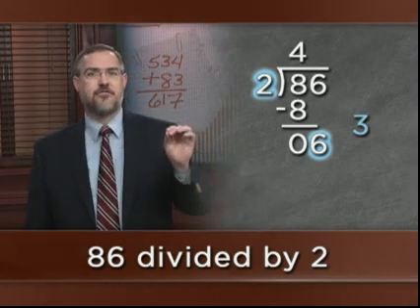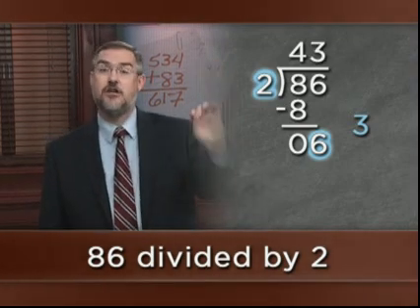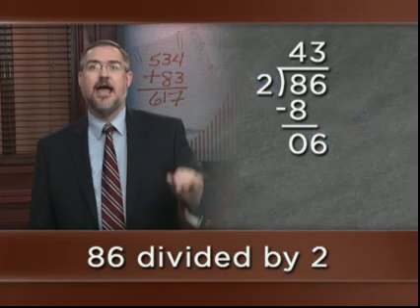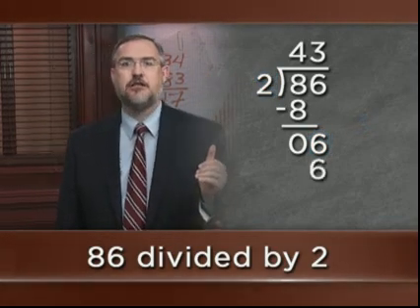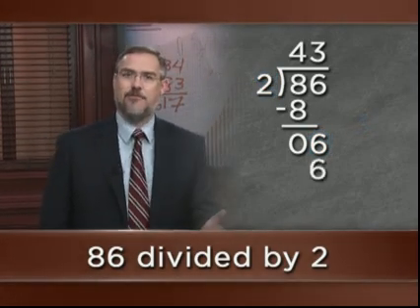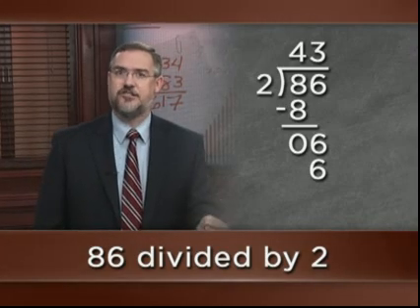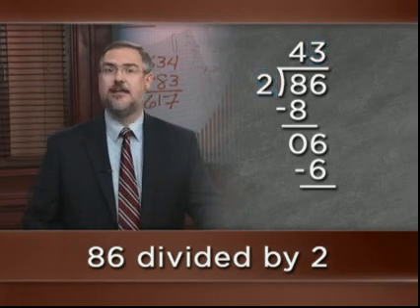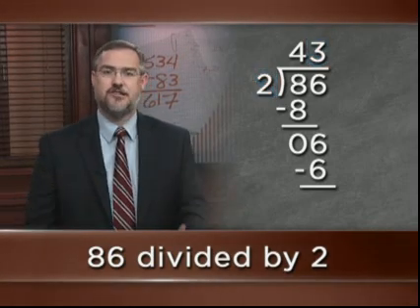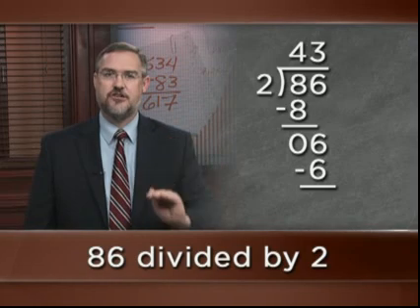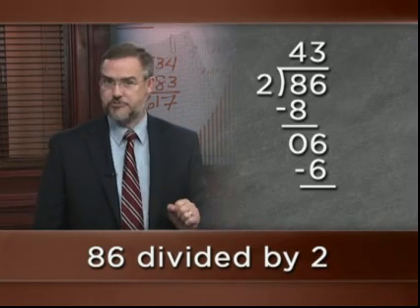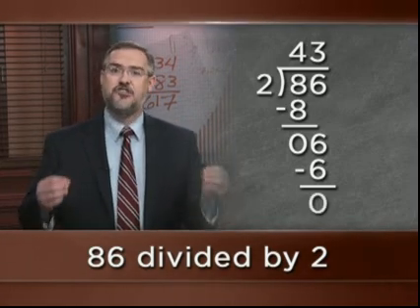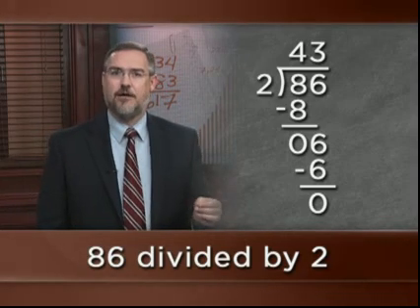So I'm going to write a 3 in the answer section just above the 6. And then I'm going to write a 6 below the 6 at the bottom of our material. I'm writing that 6 there because 2 times 3 equals 6. And I subtract again. Again, it's a step-by-step process. Every time I get to this stage, I want to keep subtracting, subtracting, subtracting. And now I have a 0 down at the bottom of my work.